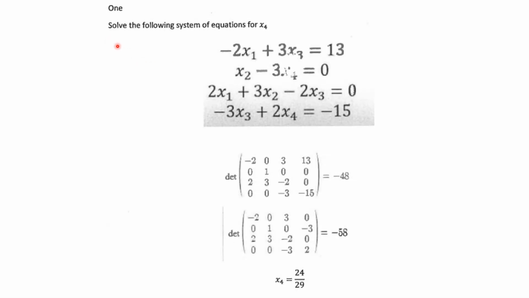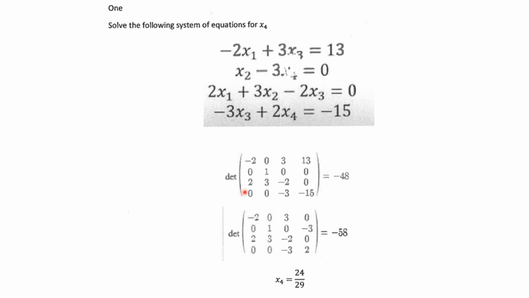Problem number 1 asks you to solve the following system of equations for the variable x4. So you had 4 equations and 4 unknowns. The easiest way to solve for a single variable is to use Cramer's rule. And so Cramer's rule involves computing a couple of determinants.